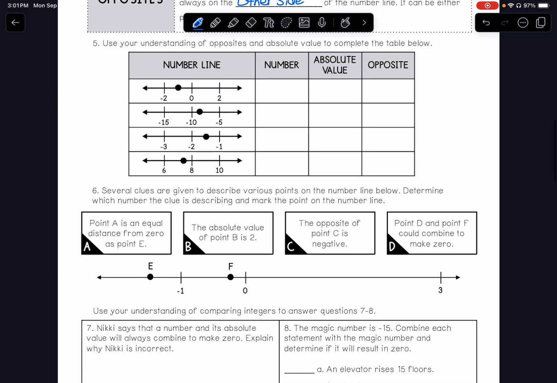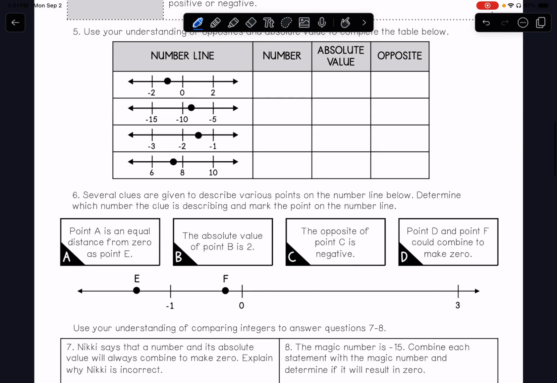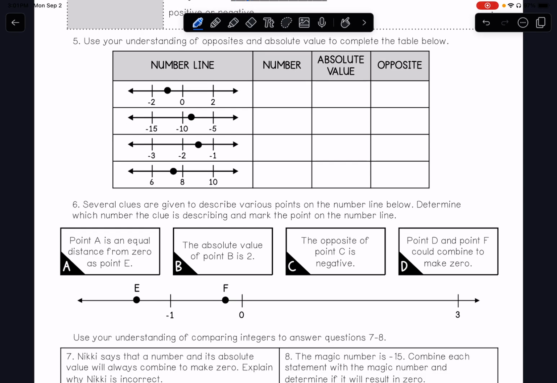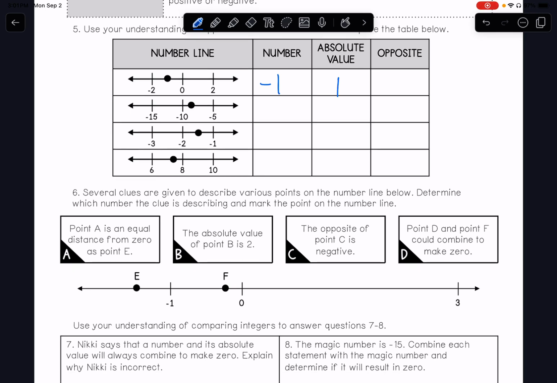So let's go to the number line. We are going to be looking at the numbers on the left side of the number line, and then finding the number's absolute value and opposite. The number here is between 0 and -2, but halfway, so it'll be -1. The absolute value of -1, of course, is +1. It's 1 from 0, and distance is always positive. And the opposite of -1 is +1.